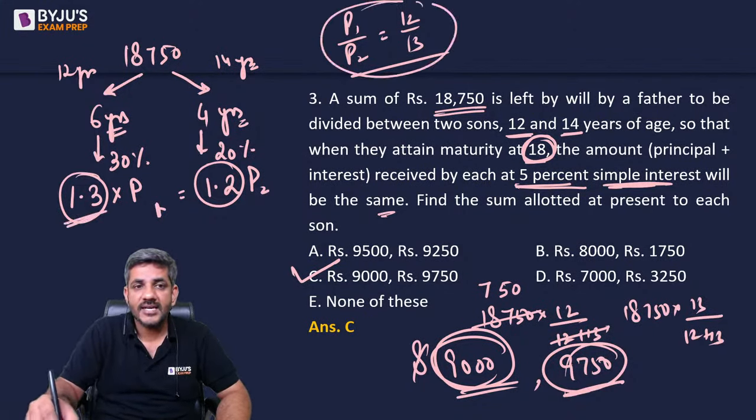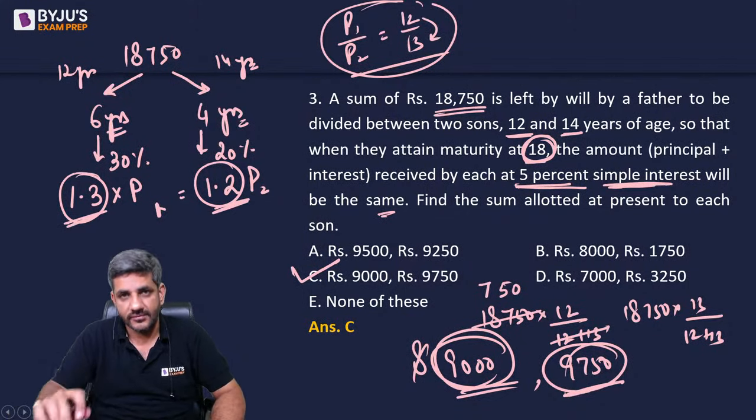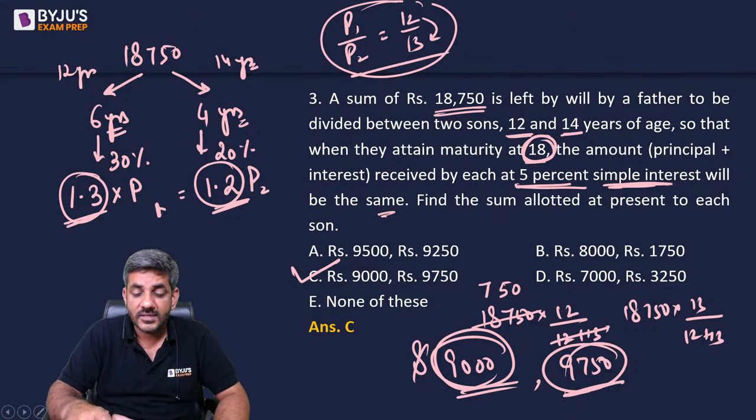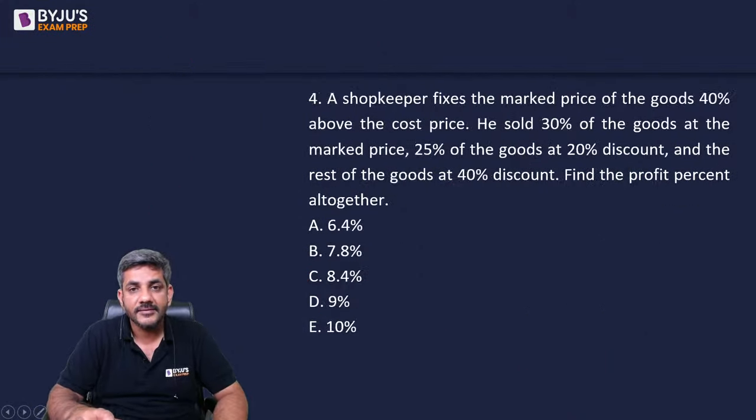As you see here, 1.3 times of it is equal to 1.2 times of it. So the ratio is not 13 by 12. The ratio is 12 by 13, which is the reverse of that. Okay. So that was question number 3. I'll move ahead now to question number 4 on your screen.